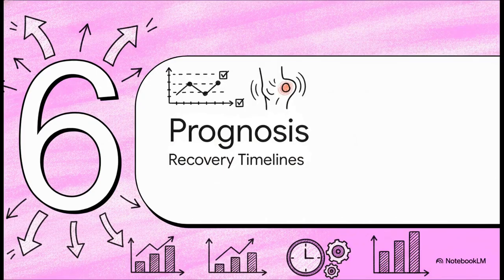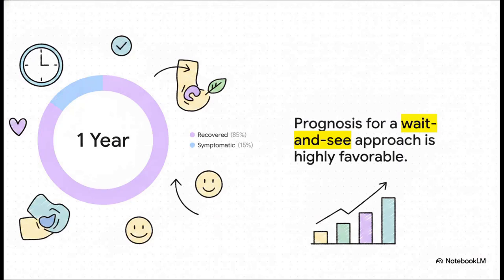Finally, Section 6, Prognosis. What do you actually tell the patient about their recovery timeline? Let's see how this builds an incredibly reassuring picture. Even if you do absolutely nothing, a pure wait-and-see approach, the prognosis is fantastic. At the 1-year mark, somewhere between 83 and 90% of these patients are fully recovered or much, much better. Communicating this to your patient is huge. It completely deflates their anxiety and sets realistic expectations right from day one.